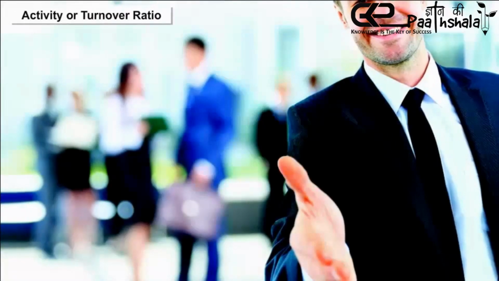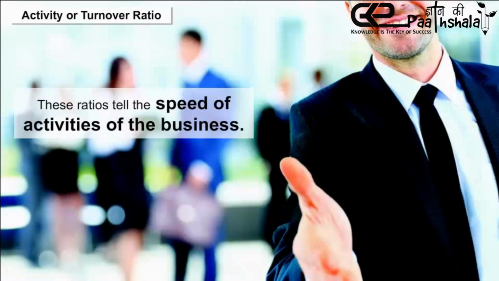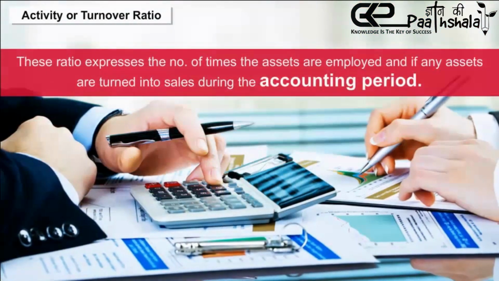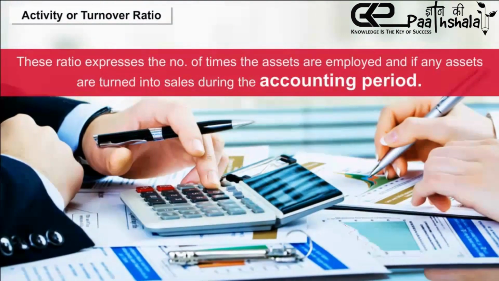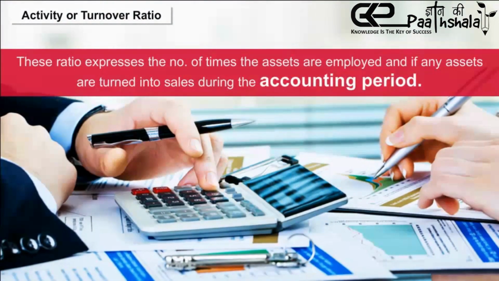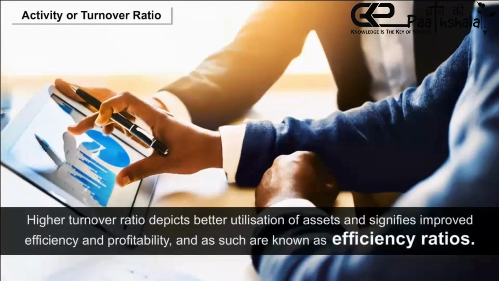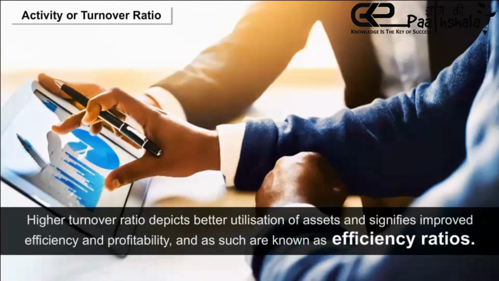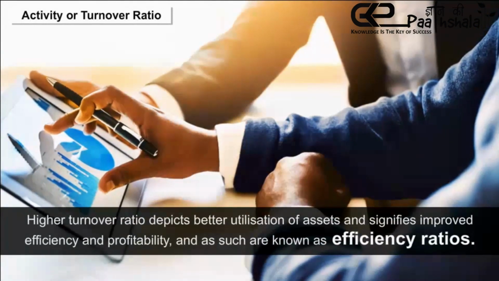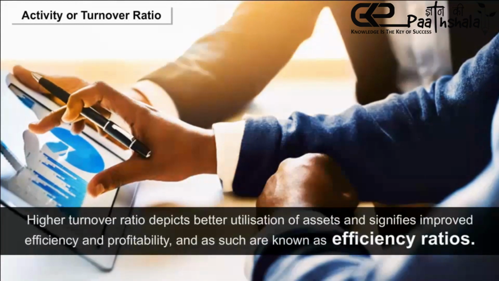Activity or turnover ratio. These ratios tell the speed of activities of the business. These ratios express the number of times the assets are employed and turned into sales during the accounting period. Higher turnover ratio depicts better utilization of assets and signifies improved efficiency and profitability, and as such are known as efficiency ratios.